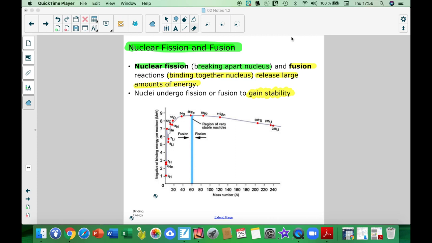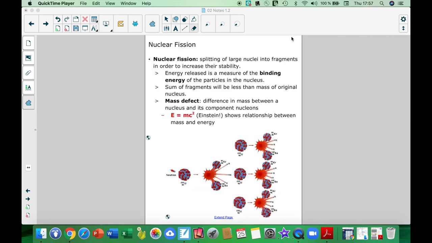The nuclei that normally undergo fission are going to be the nuclei that have a bigger mass number. Bigger mass numbers, as you see over here, are the ones that are going to have to break apart and release that energy in order to get more stable. And the nuclei that normally undergo fusion are going to be the ones that have smaller atomic numbers. They're going to fuse together in order to form a more stable isotope. So that's for fusion, for the ones that have smaller mass numbers.